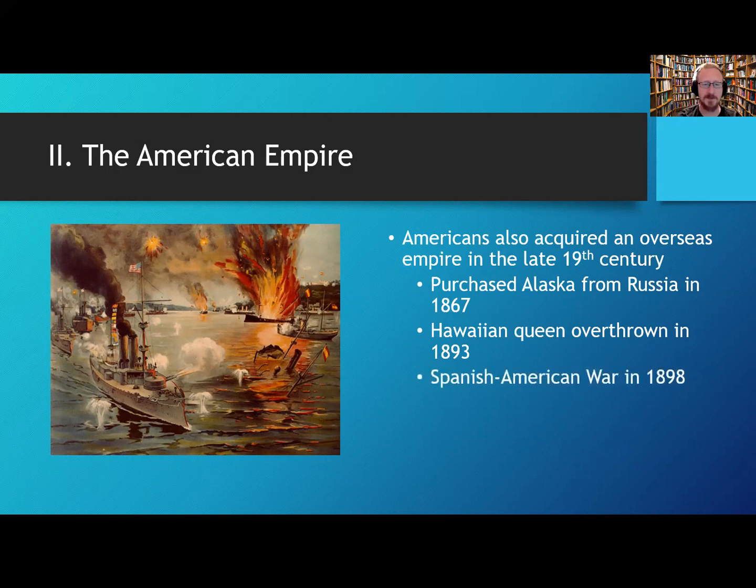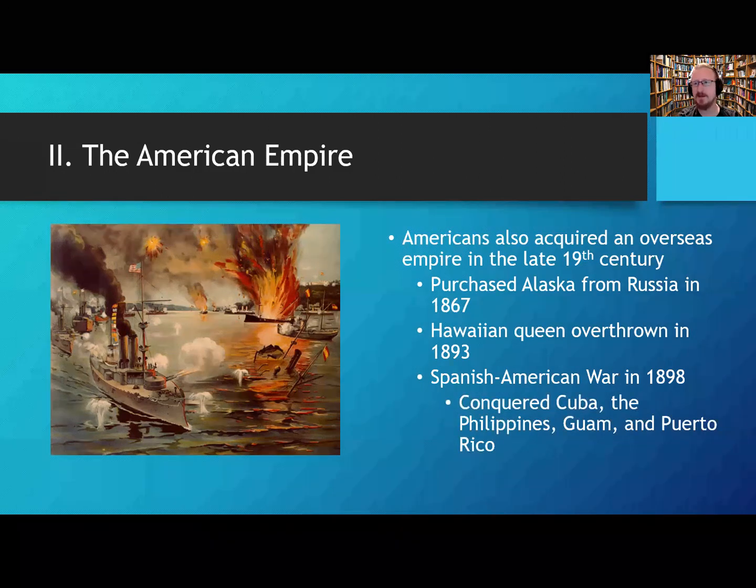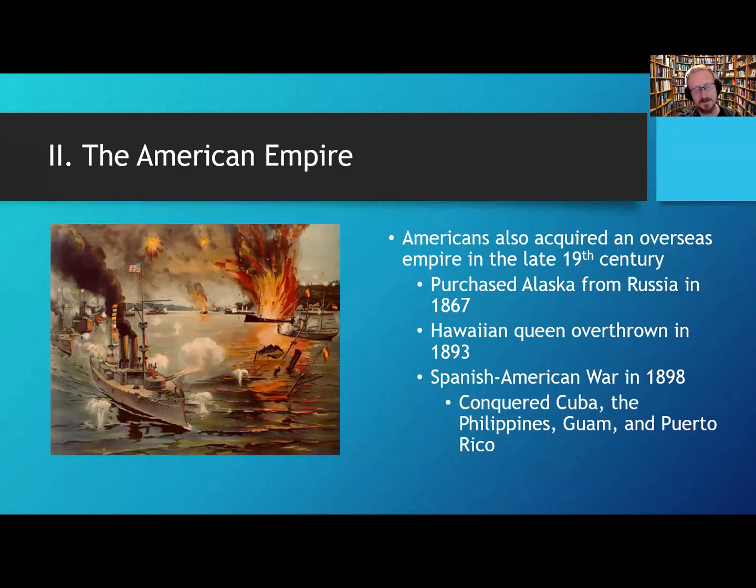And then we get the Spanish-American War, which is in the same vein as the war with Mexico. It was a war kind of fabricated just for the purposes of expansion. And again, it's a very lopsided thing. The American military is heavily modernized compared to the Spanish. The Spanish lose very, very quickly.